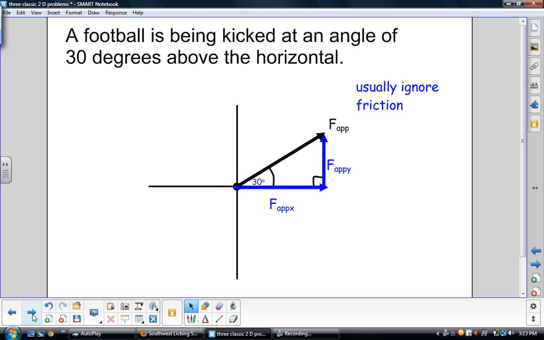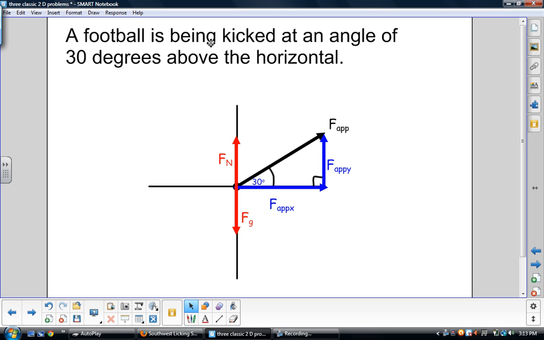Usually in these particular problems, we ignore friction. So these problems are generally called projectile motion problems. And usually we'll ignore the air friction in that kind of problem. We also have a force of gravity and we have our normal force. Let's look at how I have this problem worded before we talk any more.